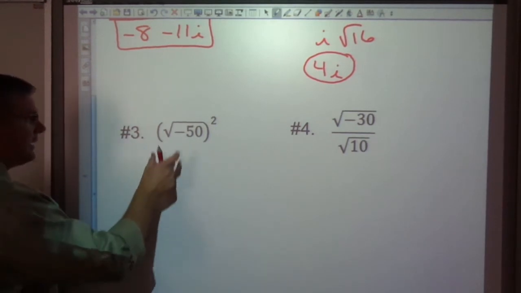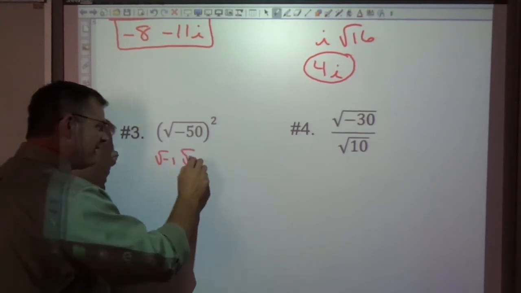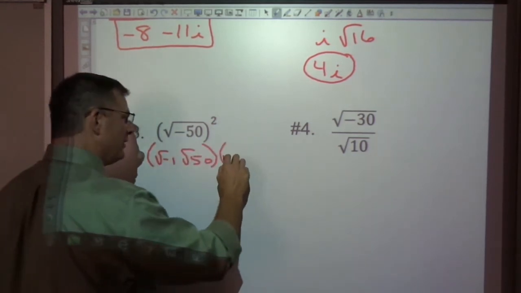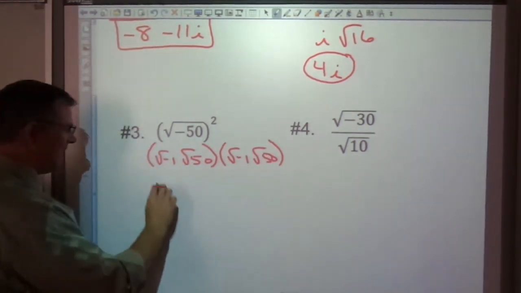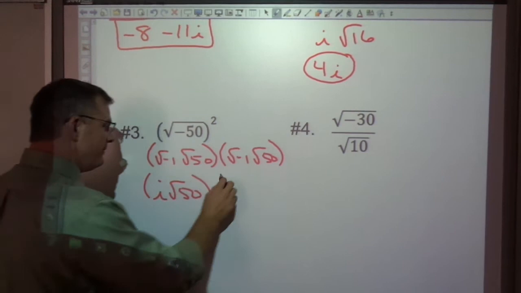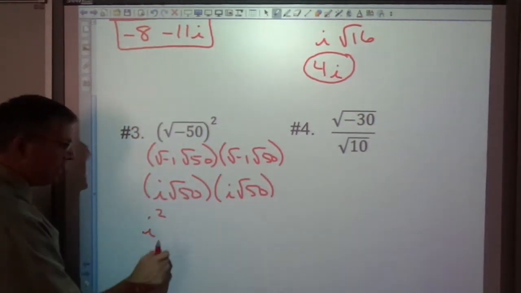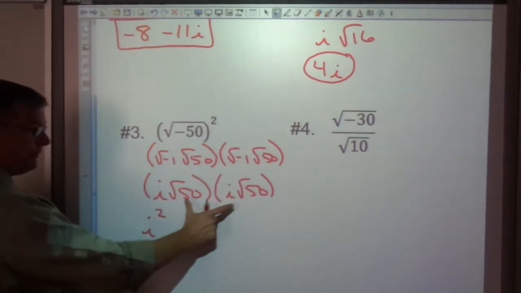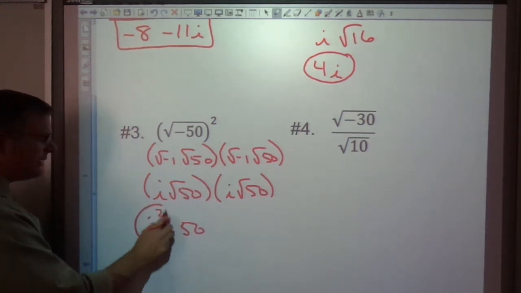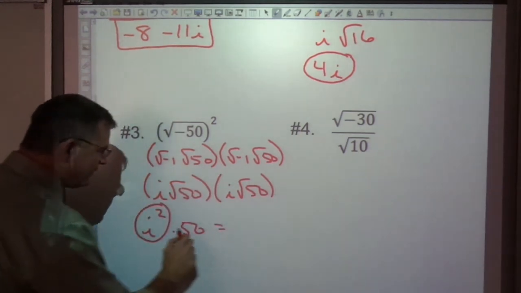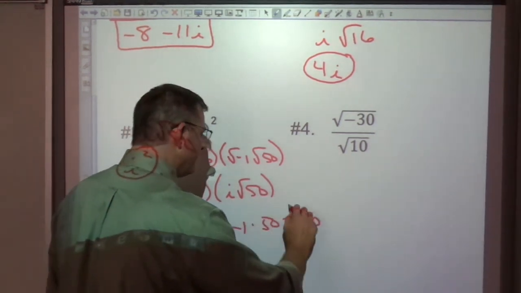Negative square root of 50. Again, don't say 50 times 50. We're going to get negative 1 and 50, which is i square root of 50 times i square root of 50. i times i is i squared. Radical 50 times radical 50, there's a pair of squares. That makes plain 50. Hey, this is negative 1. Wonderful. So that's just negative 1 times 50, which is negative 50.